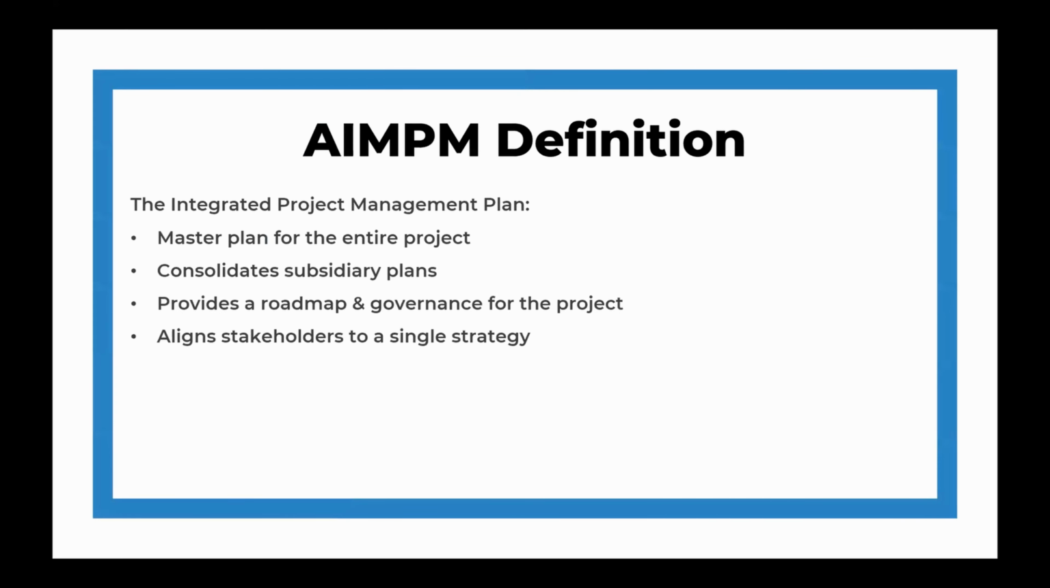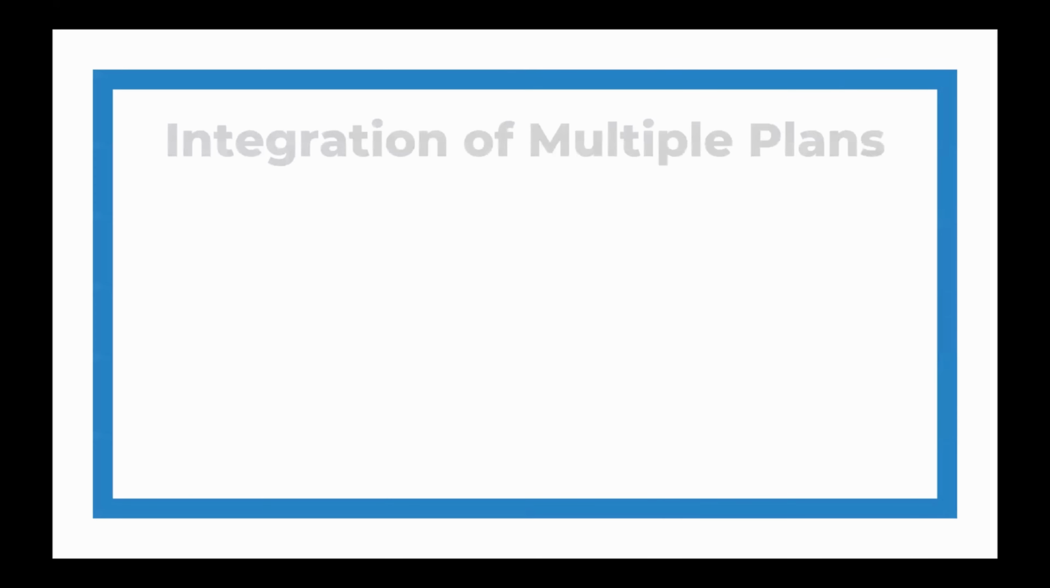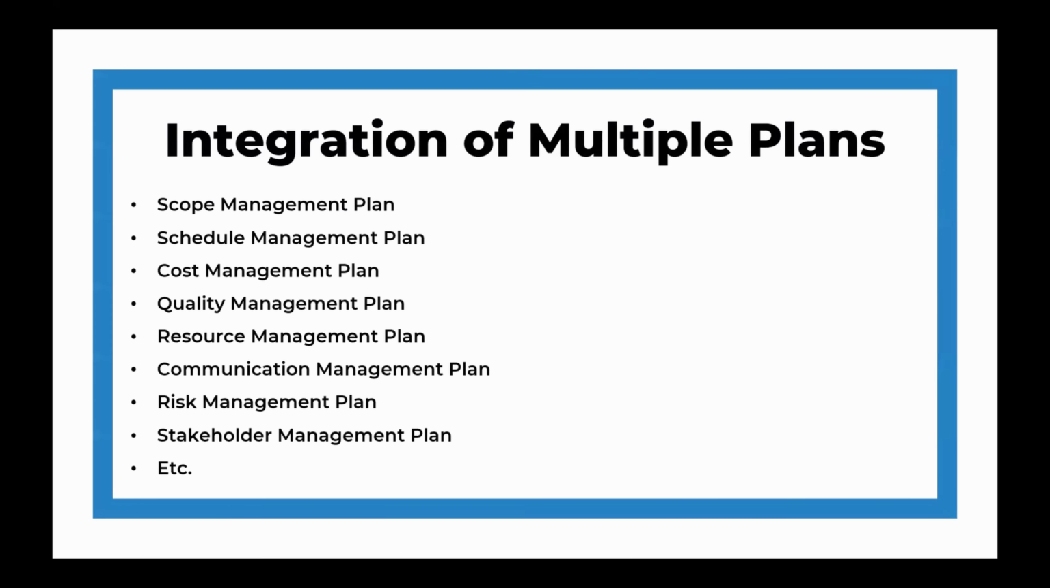The Integrated Project Management Plan is the project's master plan. It consolidates all subsidiary plans, it provides a roadmap and governance structure, and it aligns stakeholders to a single cohesive strategy. Your primary goal here is alignment. You're going to put a lot of different plans into one major plan that you want to align the entire team to. Now again, your IPMP is going to bring together multiple plans, including your scope management plan, schedule management plan, cost management plan, quality management plan, resource management plan, you name it, okay?